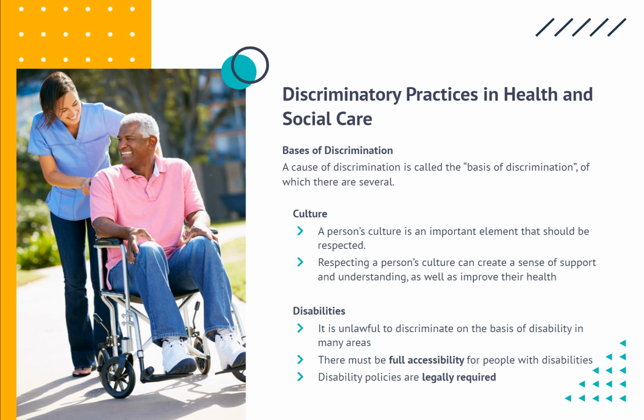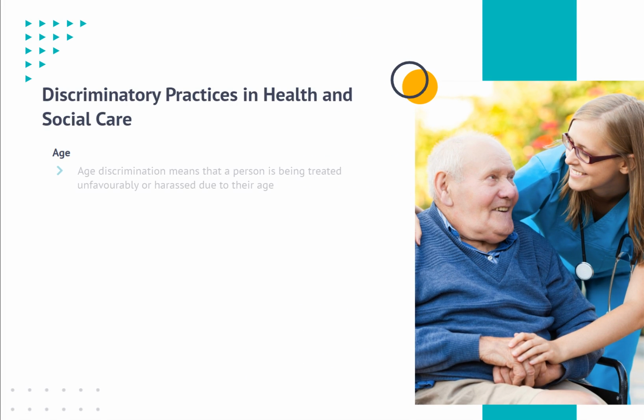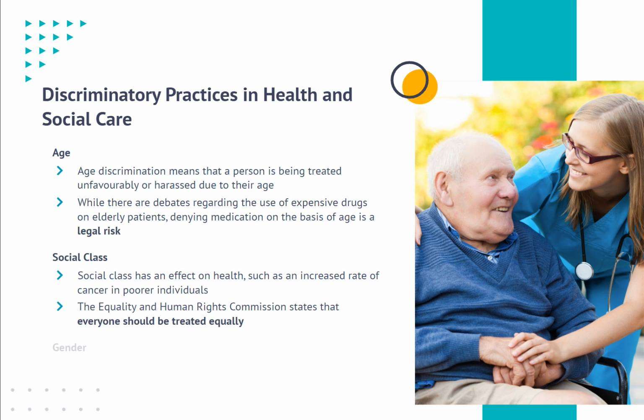Disabilities. It is unlawful to discriminate on the basis of disability in many areas. There must be full accessibility for people with disabilities. Disability policies are legally required. Age. Age discrimination means that a person is being treated unfavorably or harassed due to their age. While there are debates regarding the use of expensive drugs on elderly patients, denying medication on the basis of age is a legal risk.